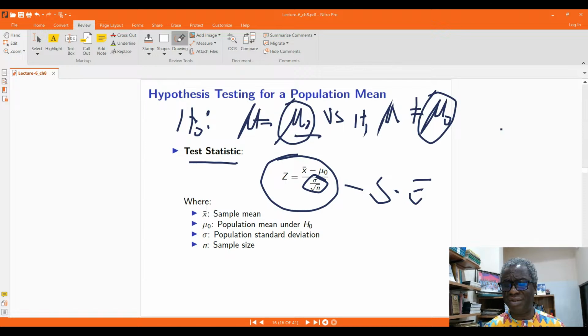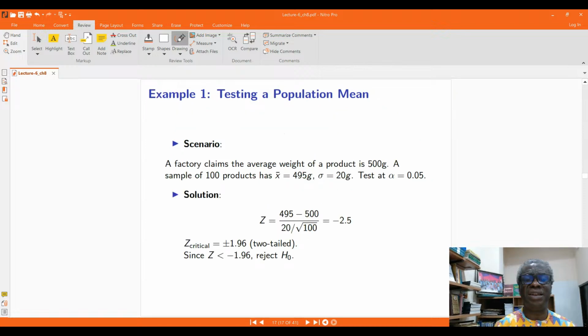So let's look at an example again. In this example one, a factory claims the average weight of a product is 500 grams.